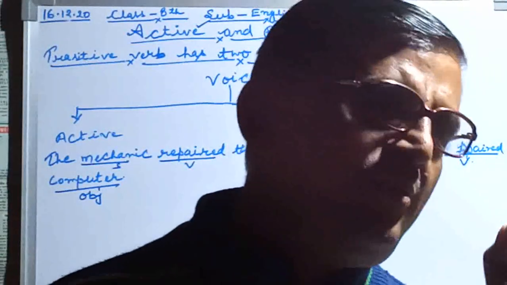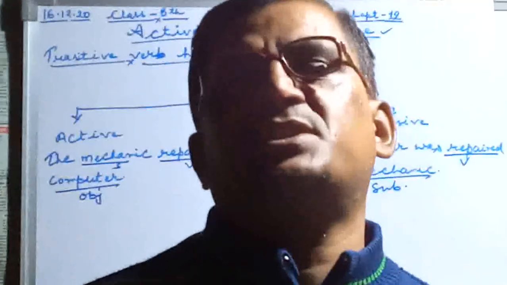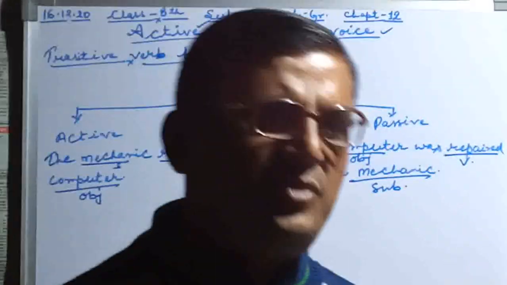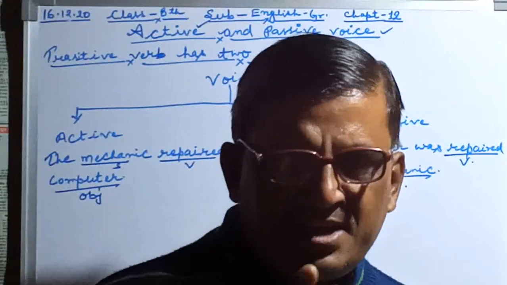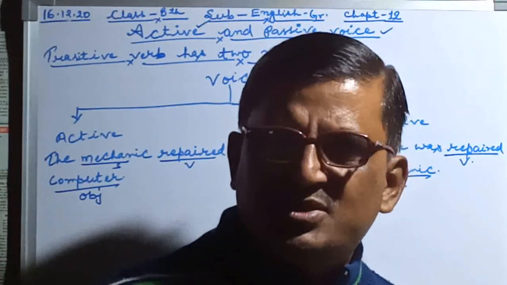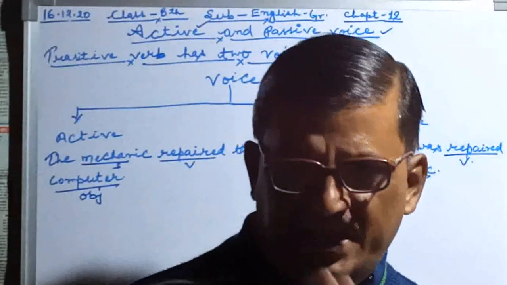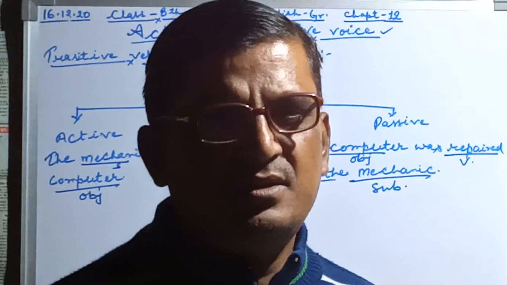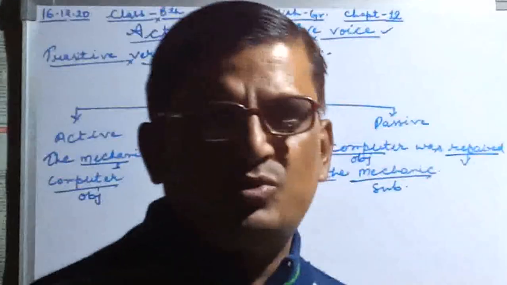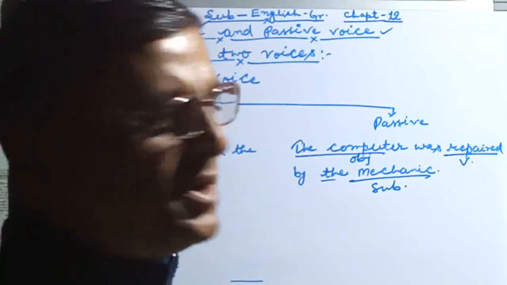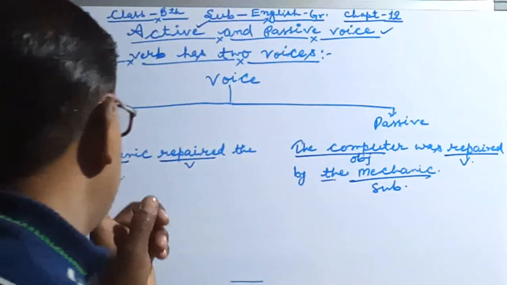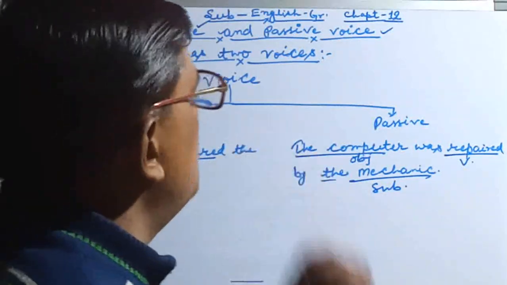Intransitive verb: the verb which does not require an object to complete its meaning is known as the intransitive verb. Third, the incomplete verb. Sometimes incomplete verbs need an adjective or adverb to complete their meaning. This is known as the incomplete verb. So we have discussed here, I hope you are able to understand. So voice is divided in two parts: number one is active voice, and the second is passive voice.